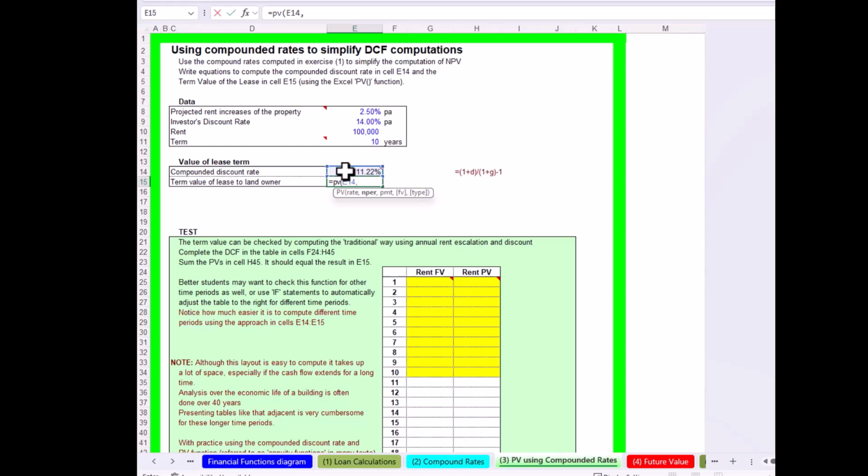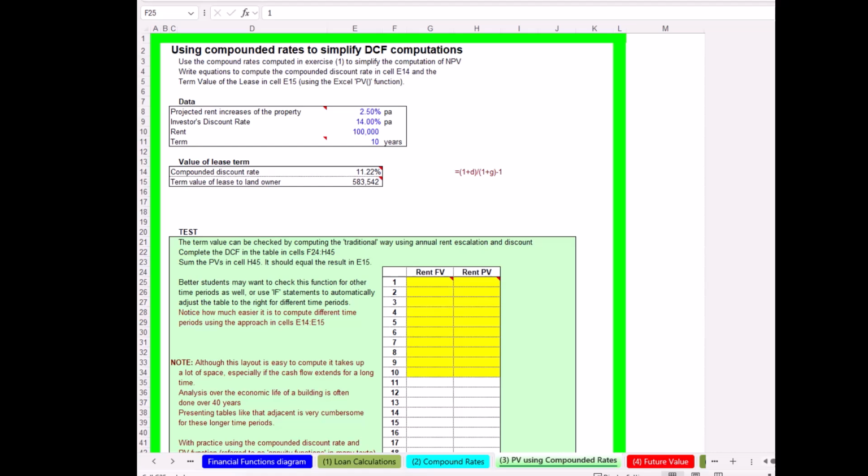To do this, we can simply use the PV function, equals PV, open brackets. The rate now is the compound discount rate, number of periods. Well, we'll only calculate on a yearly basis, but that'll be satisfactory for our purposes. The payment is going to be the rent. We'll put in a negative sign to correct our sign convention, close brackets, and we have a term value of 583,000. That's the exercise.